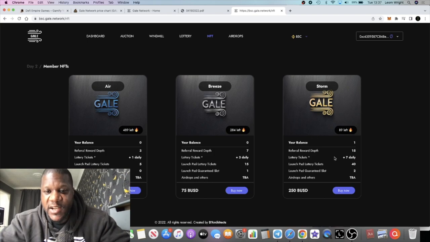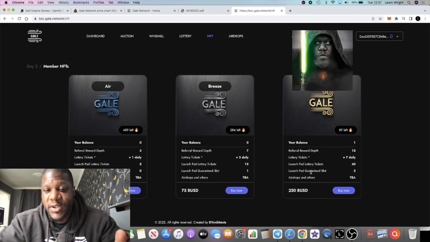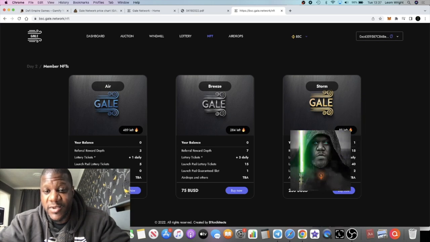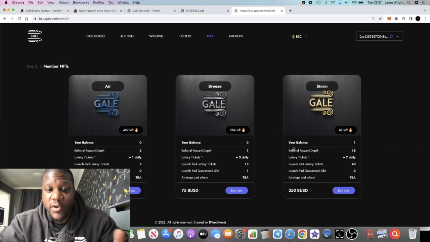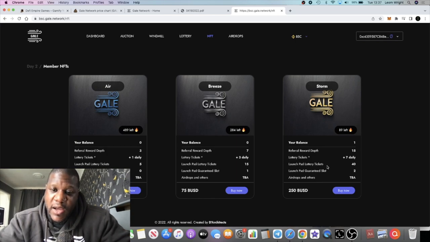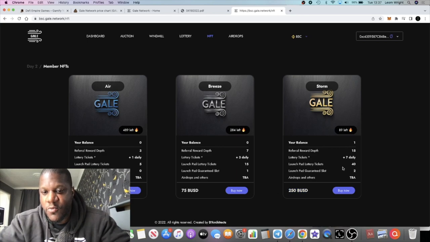You get these NFTs, okay? But there's other rewards attached to these NFTs. So if you're not a team builder, you can still benefit from buying these NFTs. And they're pretty cheap right now. And the developers reckon that these are a pretty good opportunity at the moment, because they're not always going to stay at this price. But yeah, I bought the most expensive NFTs, only $250 at the moment. And that gives me a 15 referral downline. But not only that, it also gives me 7 daily lottery tickets.